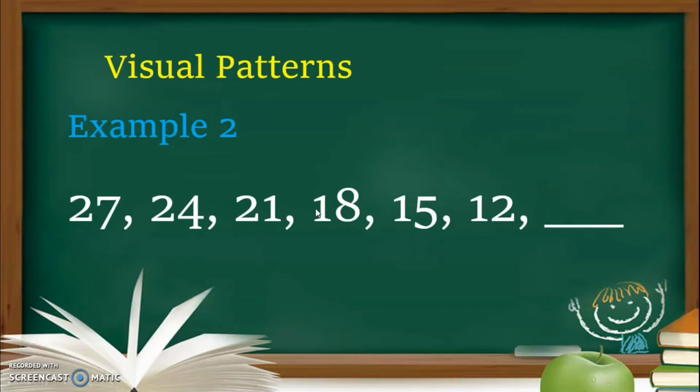Next example, 27, 24, 20, 21, 18, 15, and 12. Ano yung pattern na nakikita ninyo? Ito yung multiples of 3. Pero, decreasing siya. Multiples of 3, decreasing siya. 27, 24, 21, 18, 15, 12, and 9.